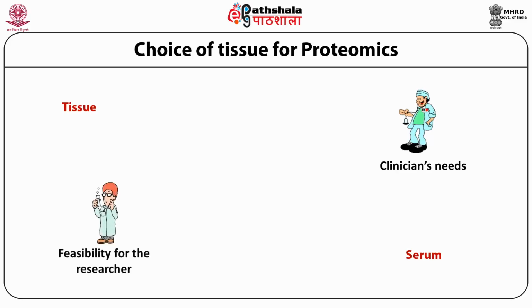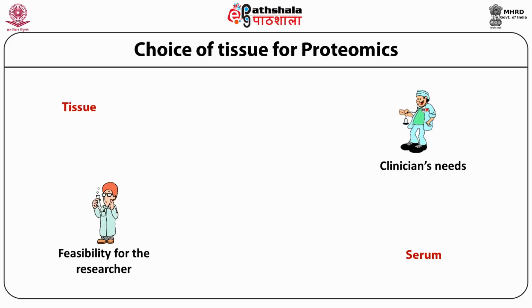Now, where does the doctor want his biomarker to be? A doctor has the feasibility of seeing the patient's serum or plasma. So either at the OPD or at the ward, he would just draw a serum sample and then check for the presence or absence of a protein to know about the disease or response to treatment.